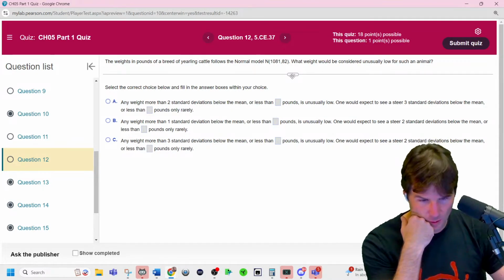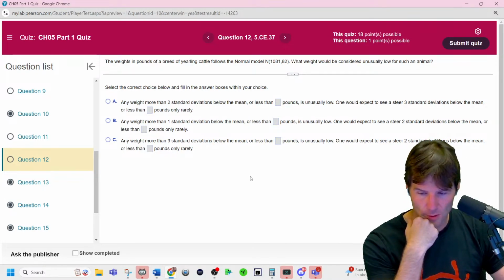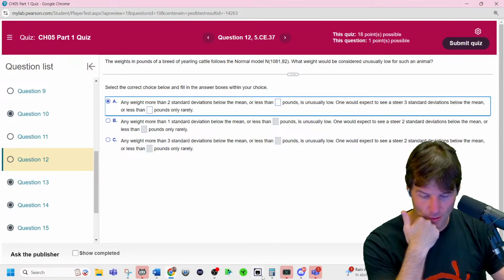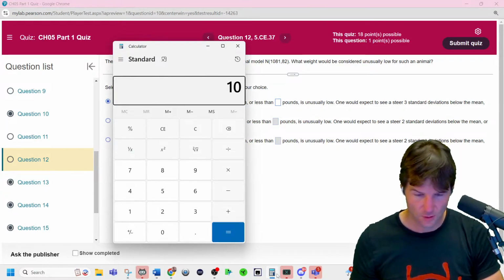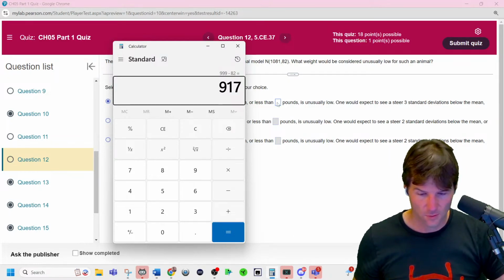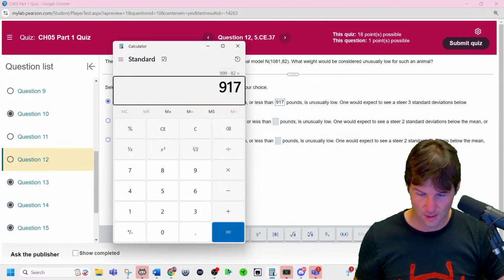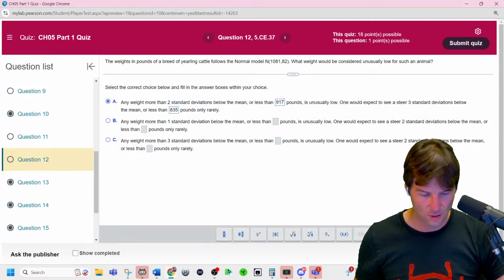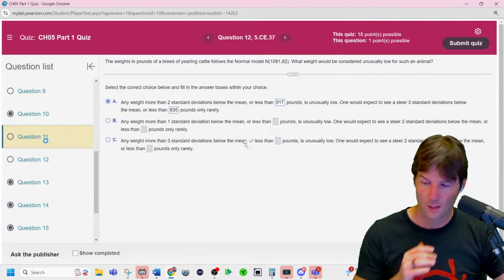What weight would be considered unusually low for such an animal? So this is the 2 and the 3 thing again. So go down 2 standard deviations and go down 3. So 10, 8, 1, minus 82. Again, there's the first answer, done. And then equals, I think we do this again. There we go. There's 3 standard deviations. 2 is unusual, 3 is very unusual.